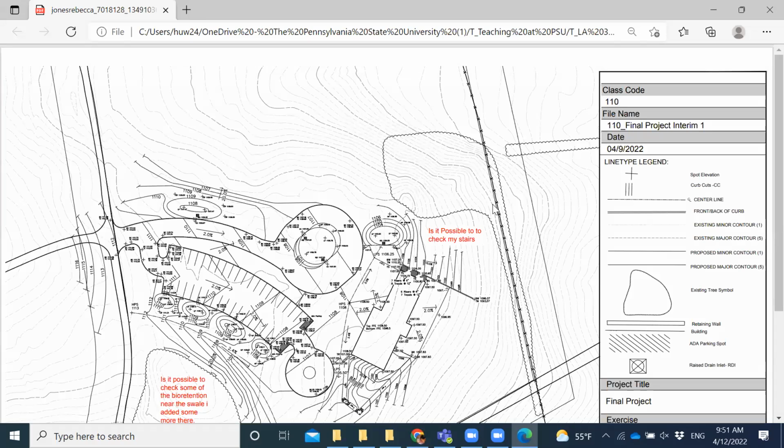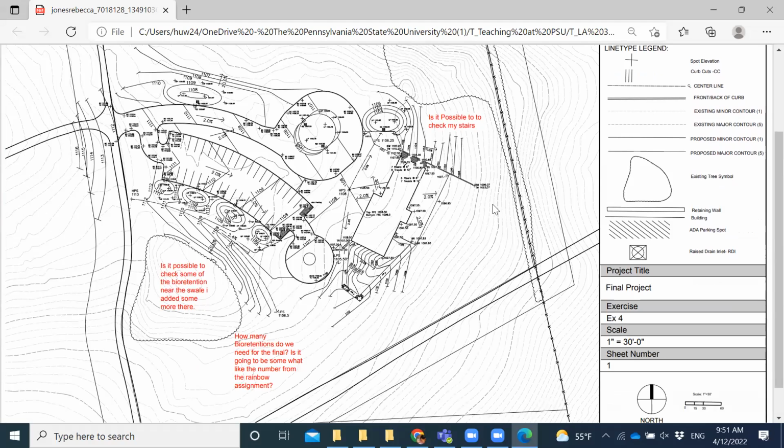Is it possible to check my stairs? Sure. Possible to check some of the retention near the swale. I added more. Okay, and how many retention do we need in the end? It depends on where you have dirty water to be treated. We can quickly look through that one first.